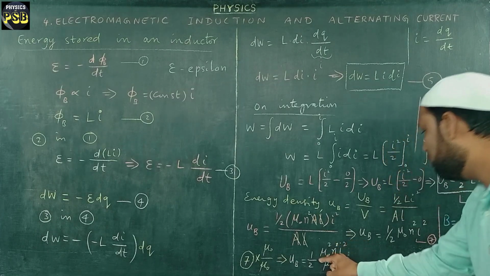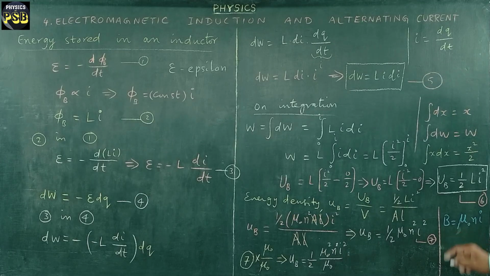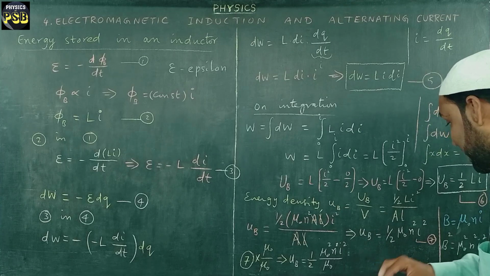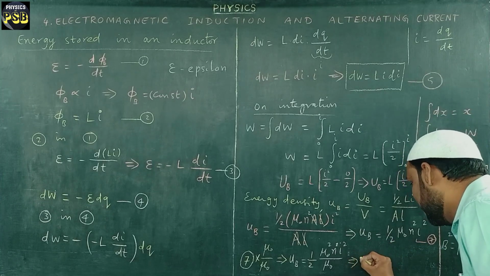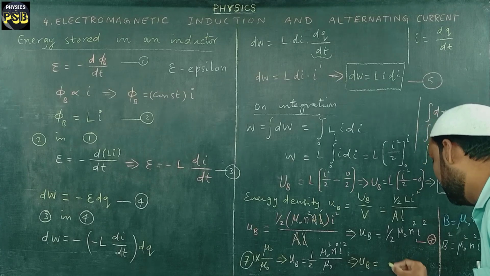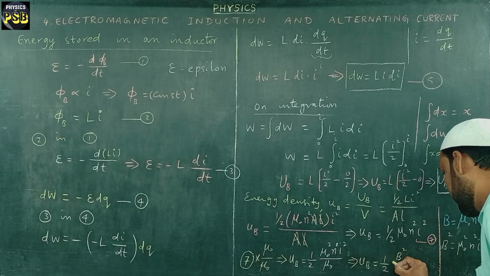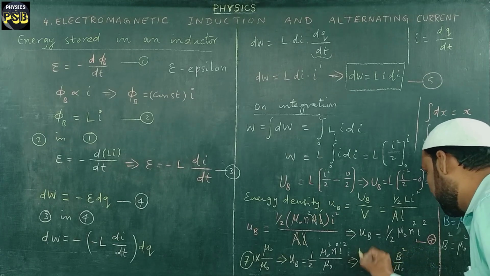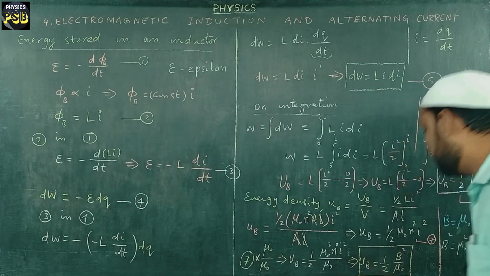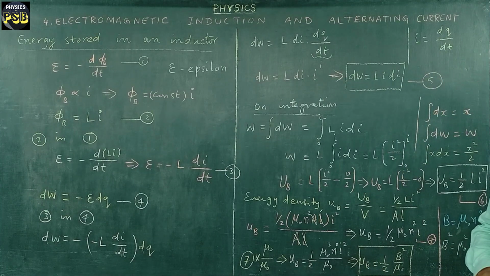Okay. Now mu naught square n square I square is equal to B square. So B square is nothing but mu naught square n square I square. So what we obtain here is nothing but this. The final expression U B is found to be equal to half, in the place of this, I write B square divided by mu naught. This is the final expression which gives us the energy density of a current carrying coil or inductor.